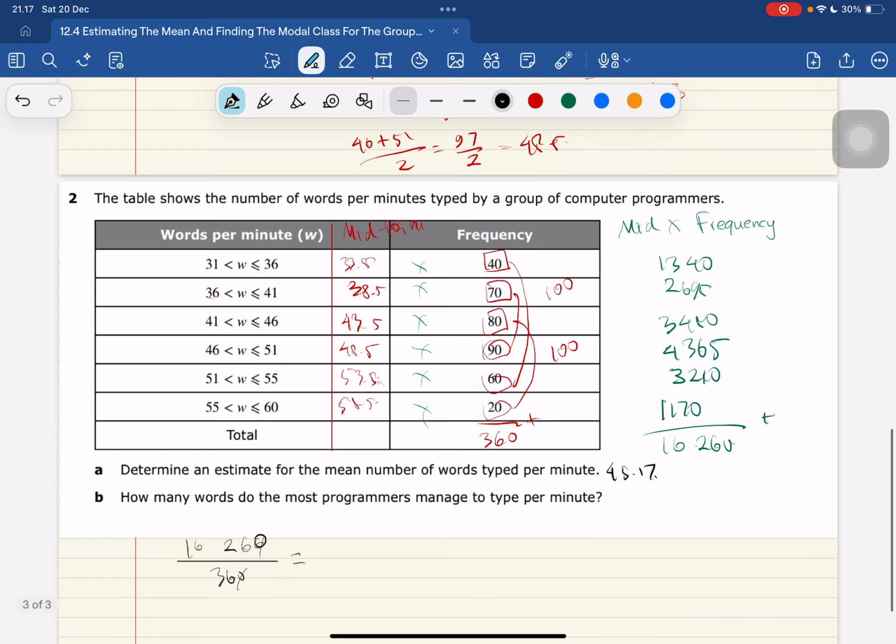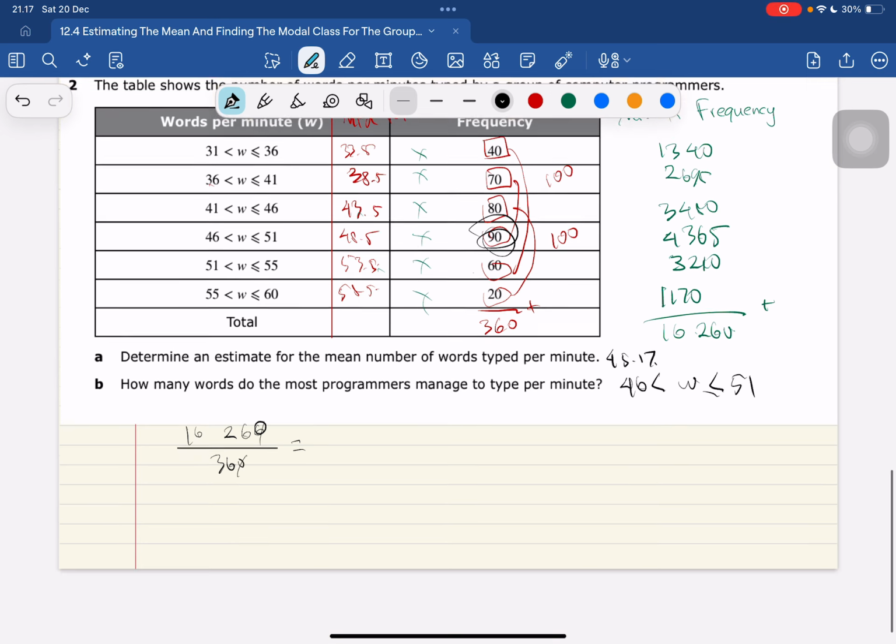So here 90 words. So the words per minute is from 46 to 51. Okay, there it is.